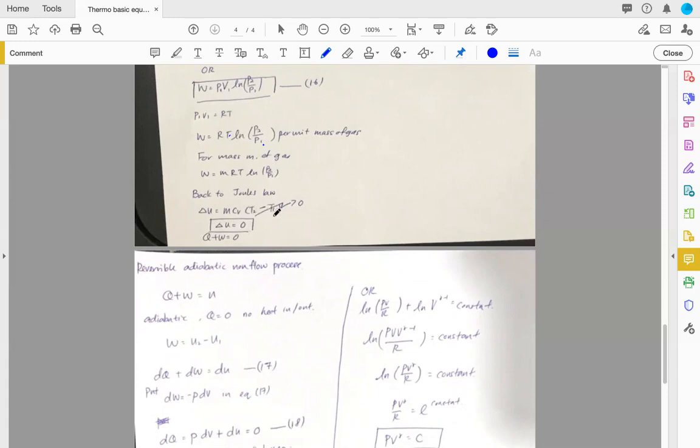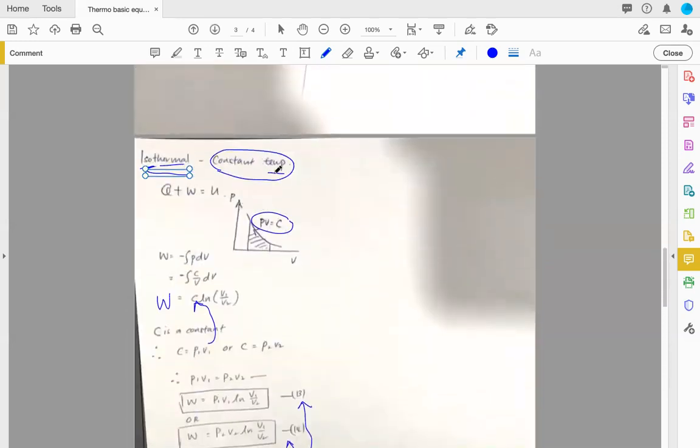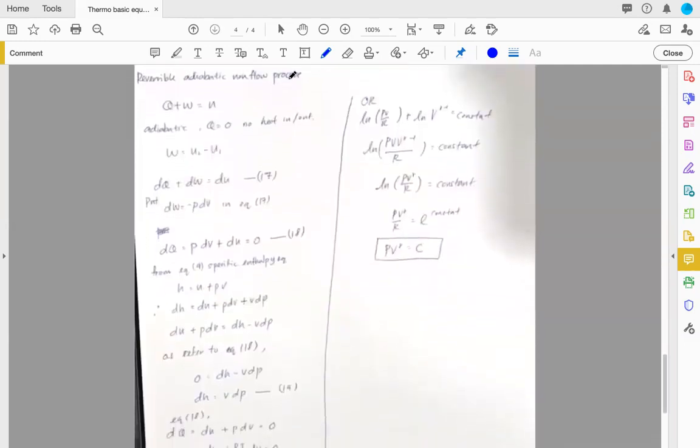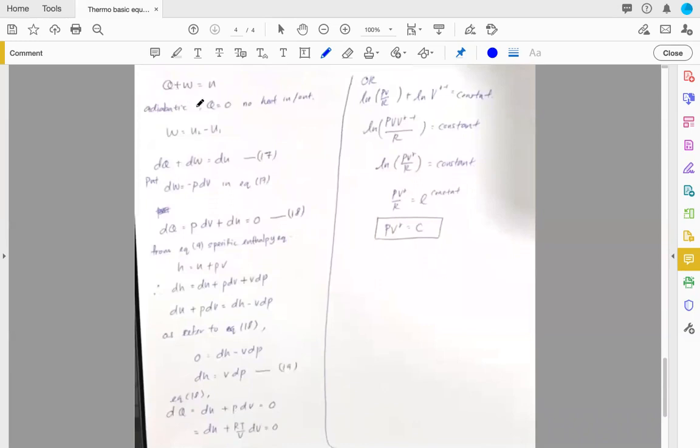Because this is isothermal, the temperature change equals 0 and our delta U, the internal energy, equals 0 for isothermal. Okay? What about the adiabatic non-flow process? For adiabatic, we know that Q equals 0, no heat in and no heat out. So our work equals U2 minus U1.